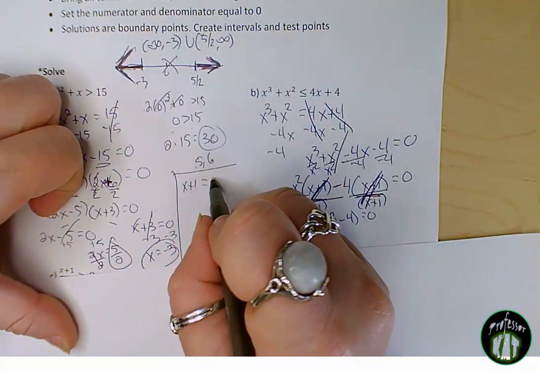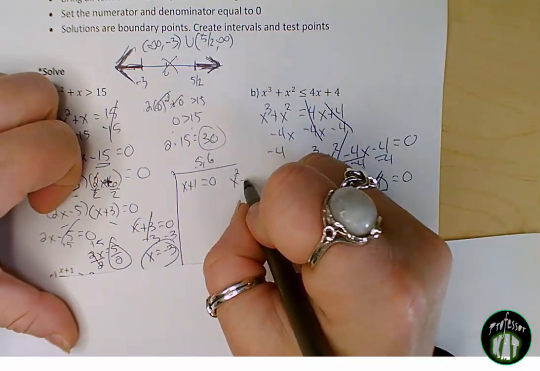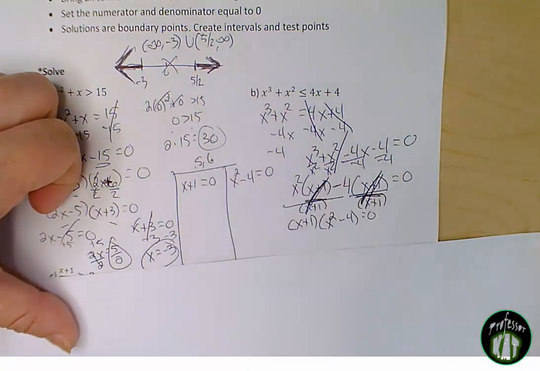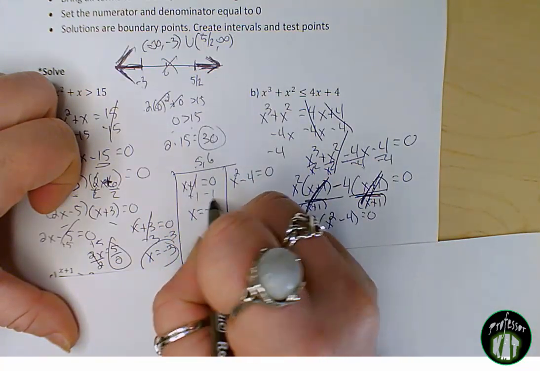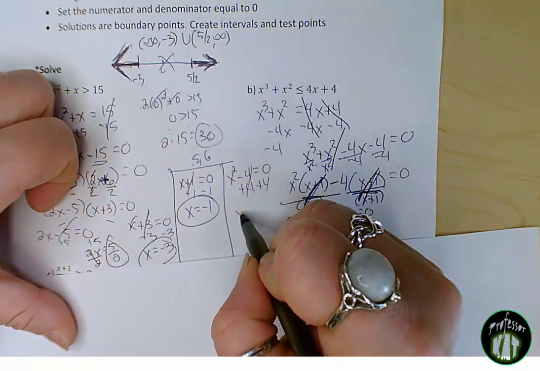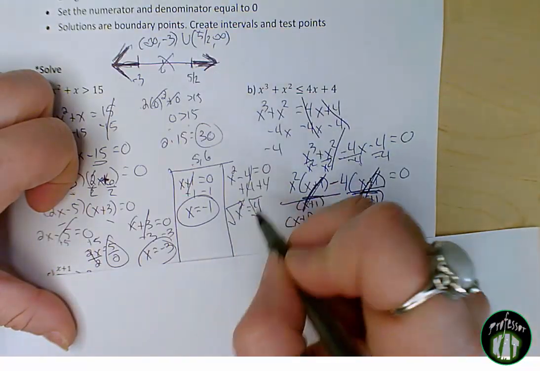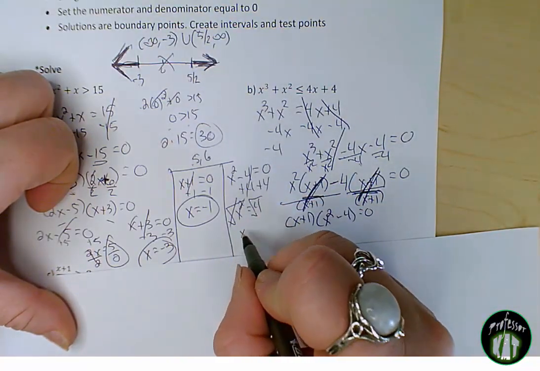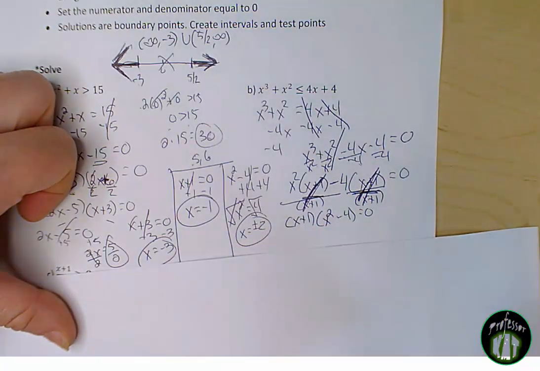I have an x plus 1, and I'm going to set that equal to 0. And then I have an x squared minus 4, and I'm going to set that equal to 0. Subtract the 1 on each side over here to get x is a negative 1. Add the 4 on each side. Take the square root of each side so that the square and square root cancel, and x is equal to a plus or minus 2.